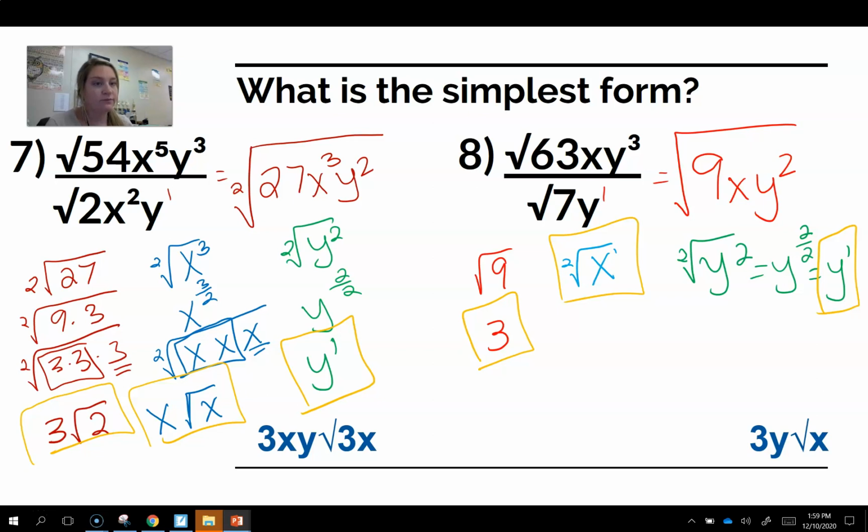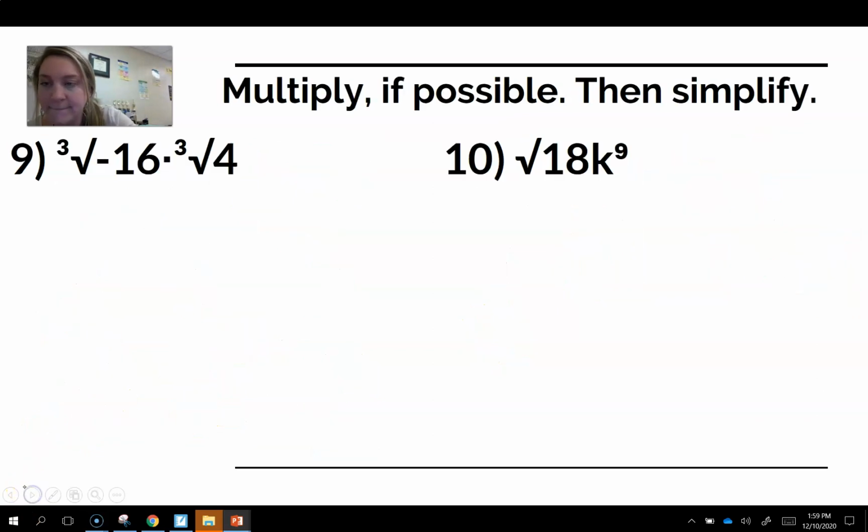Okay, moving on. All right, we have the cube root of negative 16 times the cube root of 4. They are both cube root, so I can move forward. I am going to multiply what's underneath my radicals together. So I'm going to put negative 16 times 4. Oops, helps if I type it in right. There we go. It gives me negative 64.